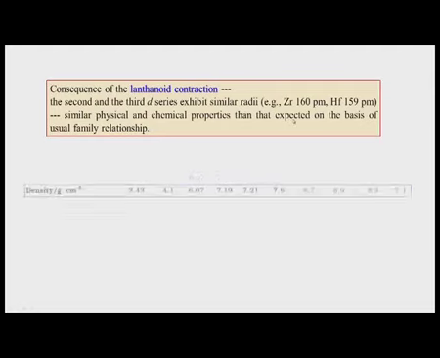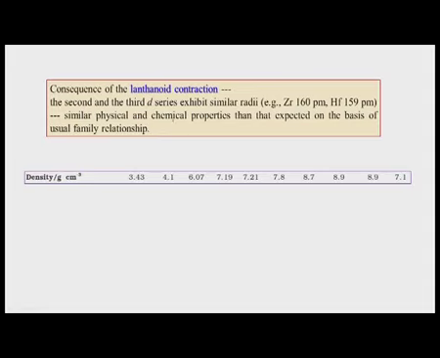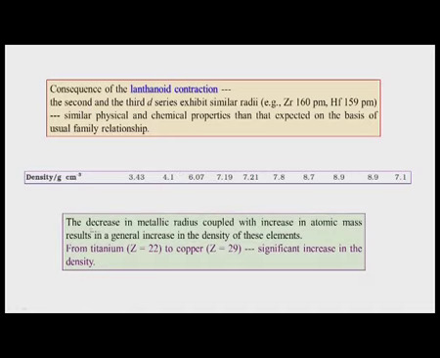Density is also related to that, which is why we are talking so much about size. Density is a relating factor for these elements. Again, these values are taken from your book, with density in gram per centimeter cube. You see there is a large variation in this density, and it will also play an important role in the physical behavior. A decrease in the metallic radius coupled with an increase in atomic mass results in a general increase in the density of these elements.